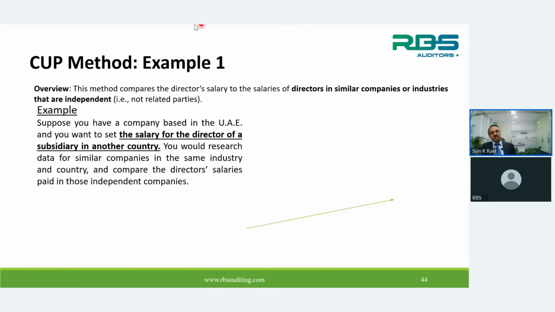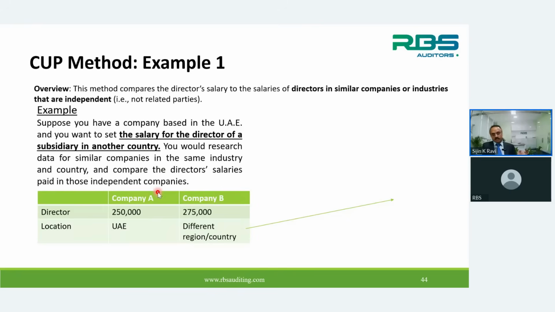For example, suppose you have a company based in the UAE and you want to set a salary for a director of a subsidiary in another country. You would research data of similar companies in the same industry and country, and compare the director salary paid in those independent companies. For example, the director at company A earns 250K, and at company B, 275K.